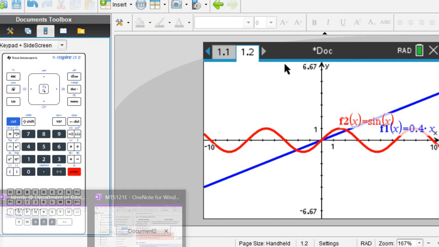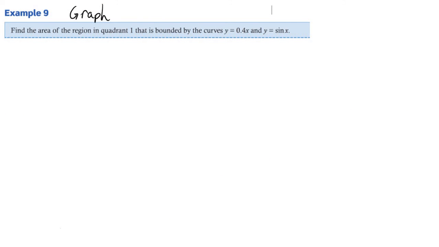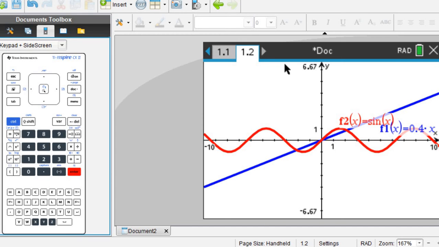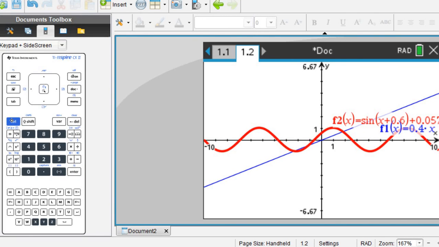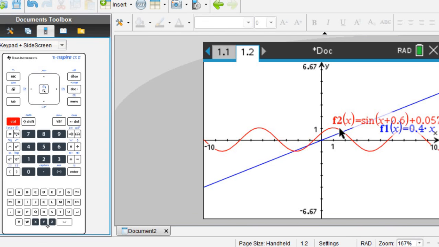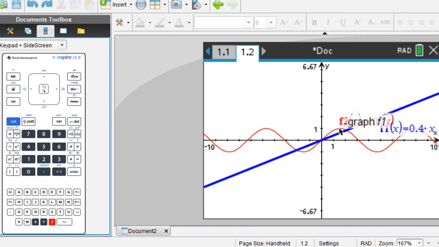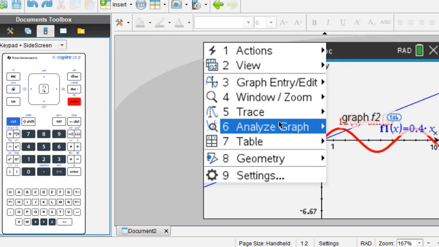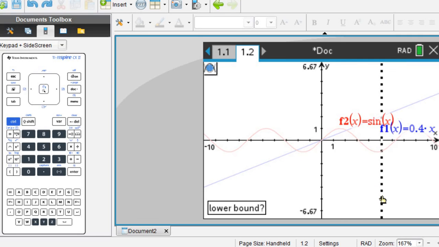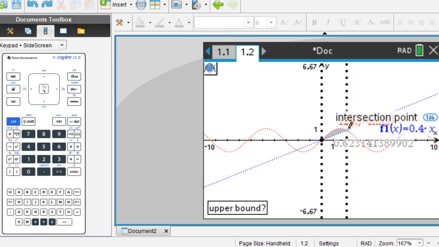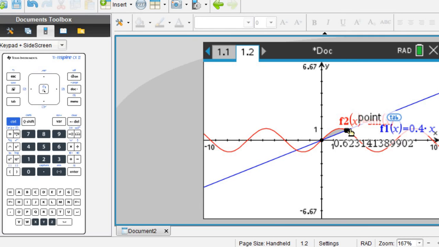Okay, and the question asks us for the region in quadrant 1 that is bounded by the curves. So the region in quadrant 1, there's only one region here. Oh, I did not mean to move that. Okay, we can see it there. So we go menu, analyze, bounded area, and we want our lower bound to be there, and our upper bound we can fix it to a point, 0.623.